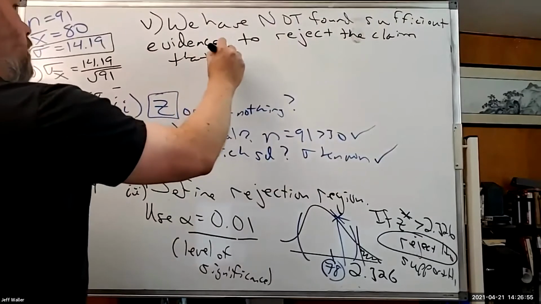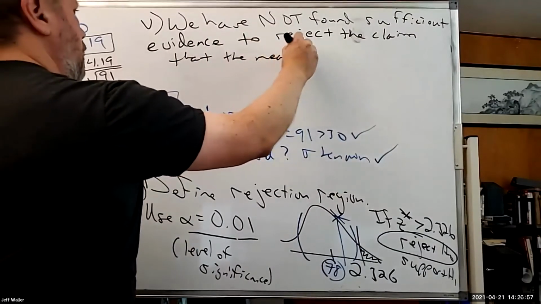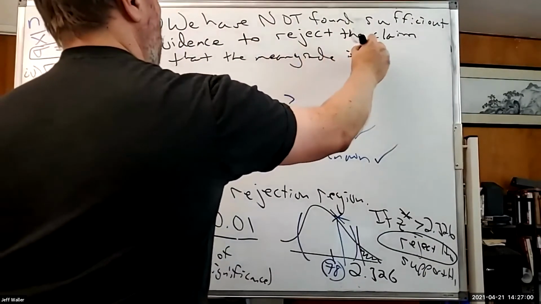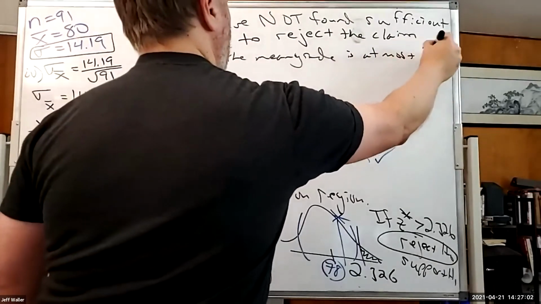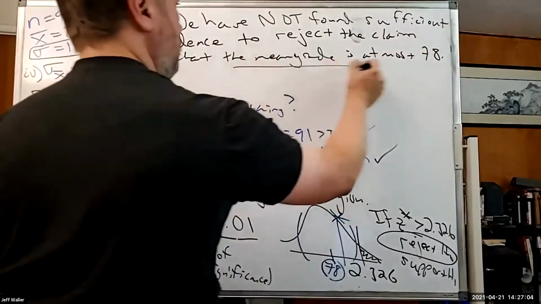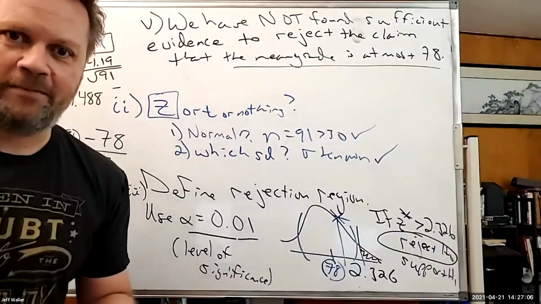That the mean grade is at most 78. See, the last thing you can do is you can plagiarize from the claim, right?